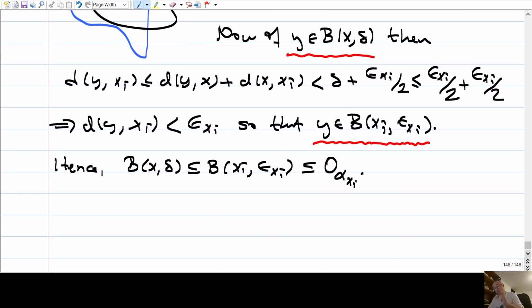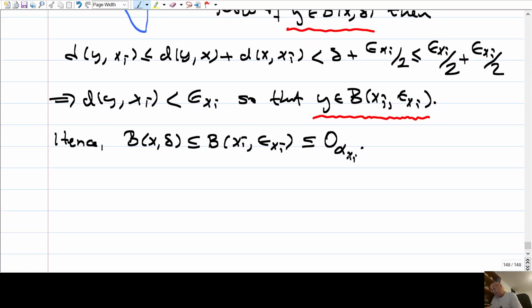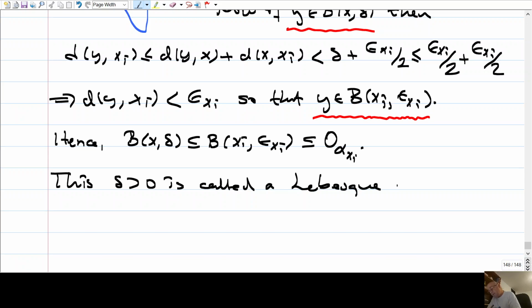So what we have seen is the following. I found some delta so that if you pick any x, the ball around that x with that radius delta lies completely inside one of these elements of the open cover. This delta, this positive delta, is called a Lebesgue number of the covering.